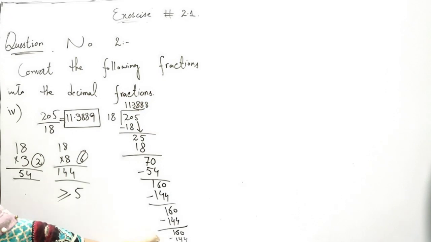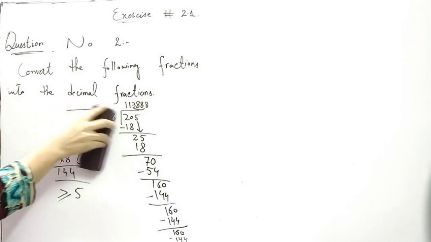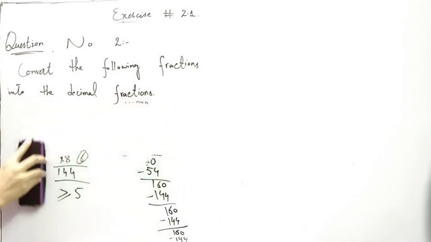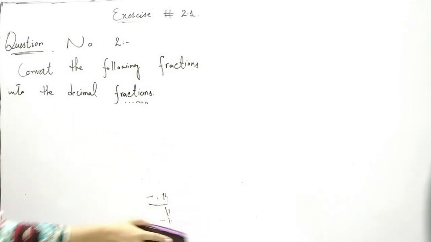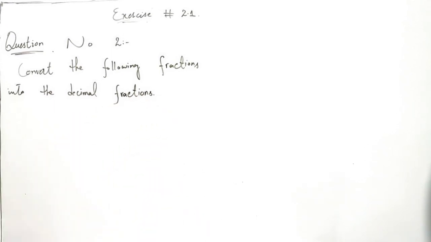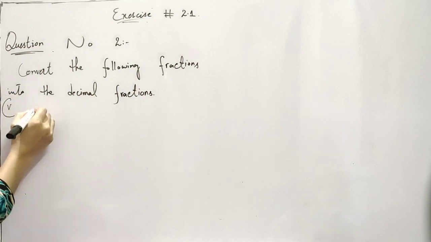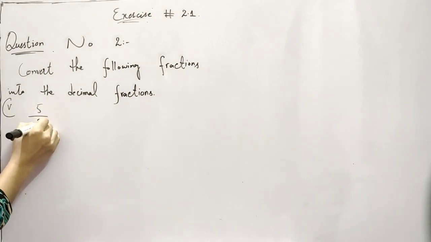We have no need to solve this procedure any longer. So the fourth part is solved. Okay, now we will solve the fifth part, and the fifth part is 5 over 8.